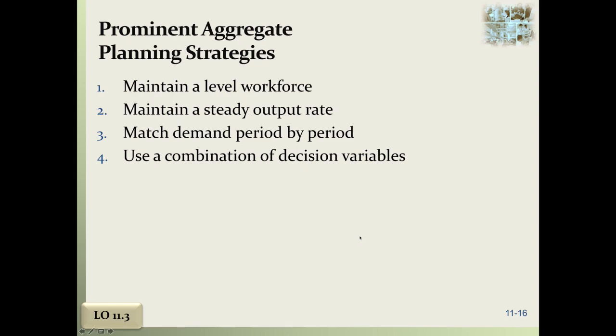So I talked about in the previous video some of the strategies that we're going to talk about. Maintaining a level workforce is one of the ways that you can create your aggregate plan. You can say, I'm going to have 50 employees every month and I'm not going to change that. Or you can say, I'm going to produce 110 items every month, and whatever I need to do to adjust my workforce to do that, I'm going to do that. Or you can match the demand period by period, which means for each month you're going to produce whatever is demanded. Or you can use a combination of any of those.